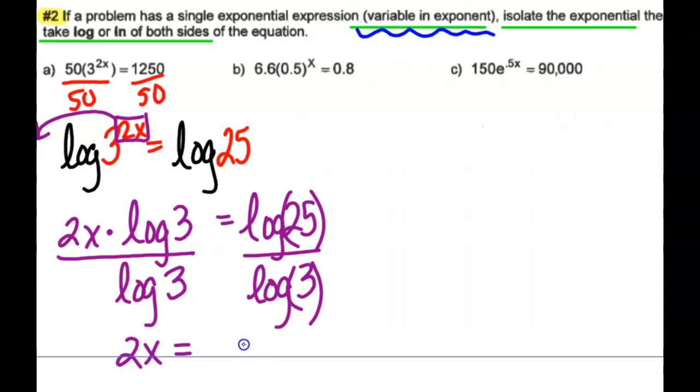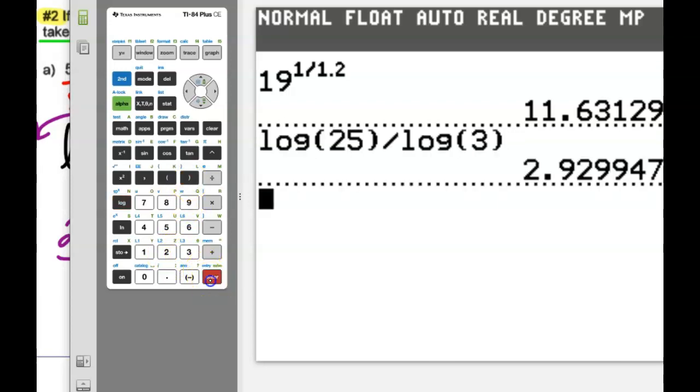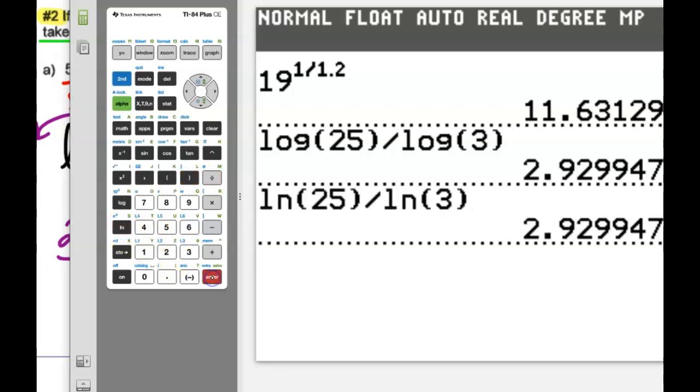You can divide the 2 at the same time, but you need parentheses then in the denominator, and students tend to forget. So we're going to do the log of 25, close your parentheses, divided by the log of 3. I do want to show you that I could have used ln, and as long as I did ln of both, it will be the same answer.